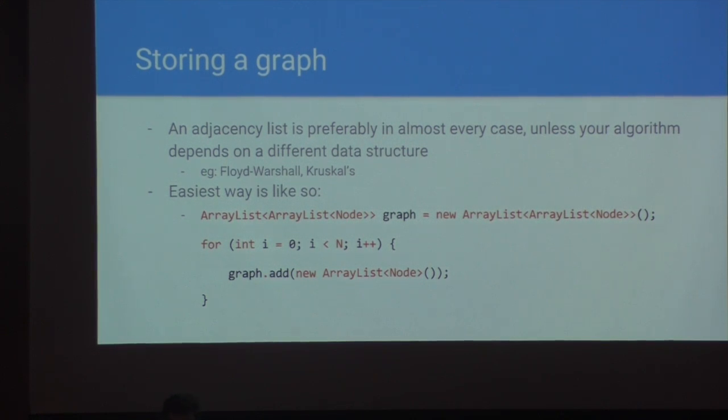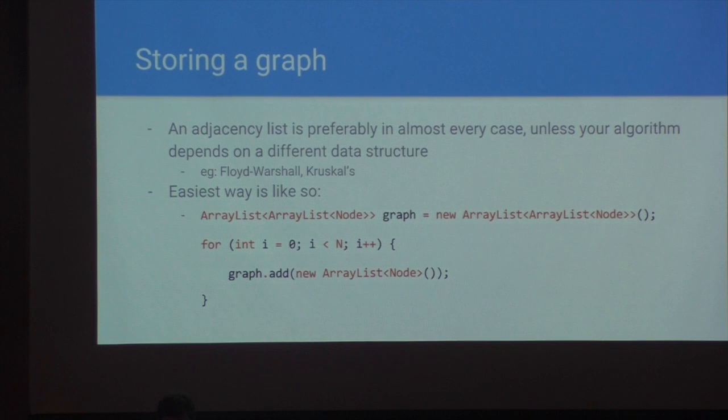For most competitive programming things, speaking from experience, just use an adjacency list if you have an explicit graph with edges, in almost every case, unless you have a specific algorithm that depends on you using a different data structure. I've listed 2. Floyd-Warshall is one of the only ones that will ever use an adjacency matrix. In Kruskal's algorithm, you're basically just processing a list of edges, so you don't need an adjacency list.